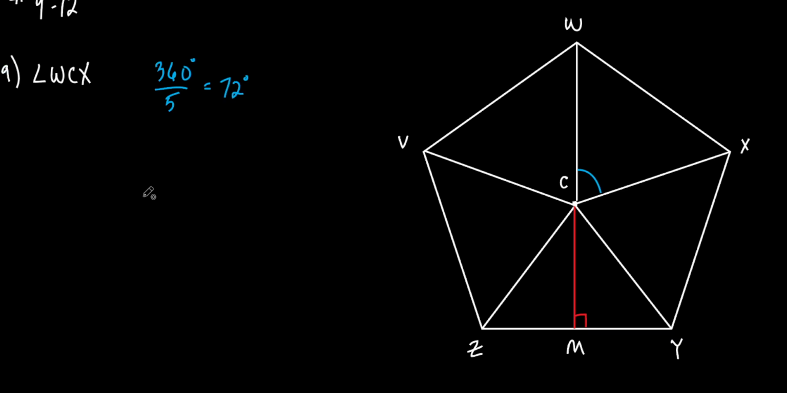Everybody okay with that, right? Everybody should be able to do that. You should be able to find the central angle of any regular polygon. You just take 360 divided by how many sides you have. That's it, all right? Write it down.